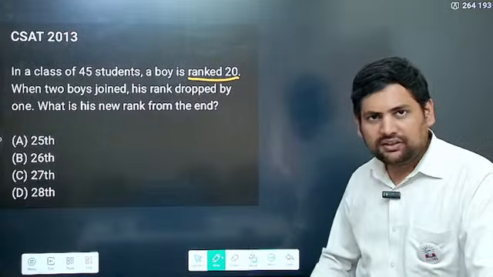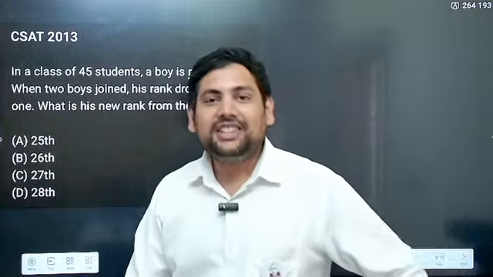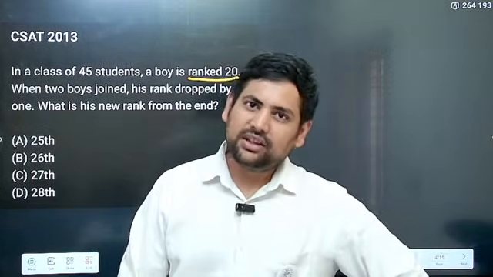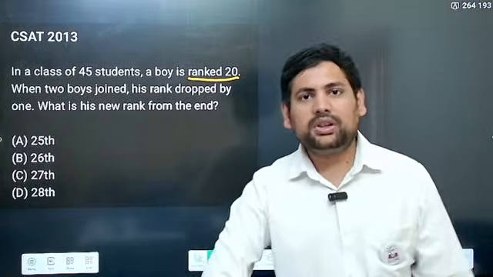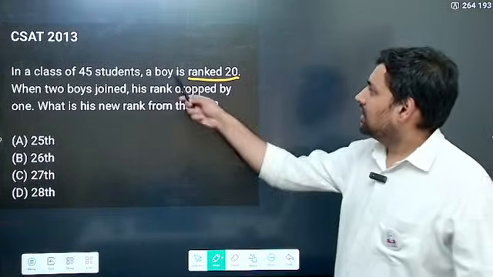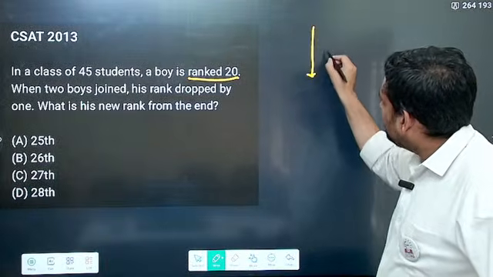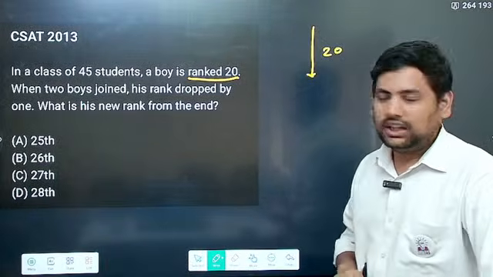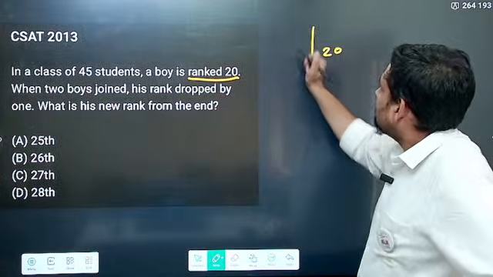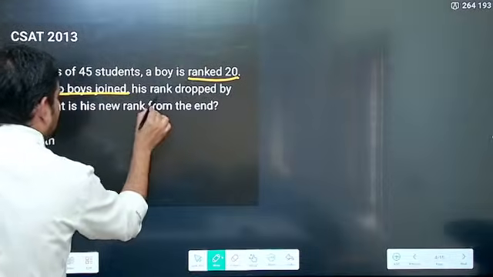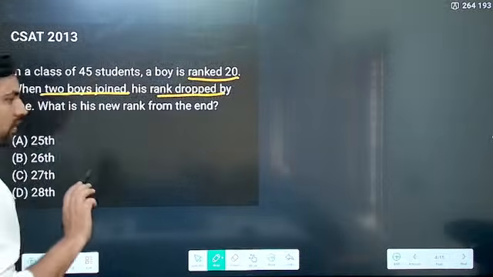So usually when we say that I came third in class, what do I mean? Do I say I came third in the class from the top? No, we usually say I came third in the class. That is usually from the top only. So here he is ranked 20 in the usual sense. So that means from the top only he is ranked 20. Correct? Then it says when two boys joined, his rank dropped by 1.